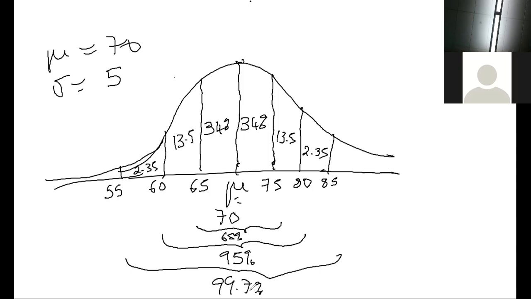So this is a test that we have given. If I ask you, a score selected at random, what is the probability that it is between 75 and 80? Please think and look on the board and tell me what is the probability that the score is between 75 and 80? Pardon?